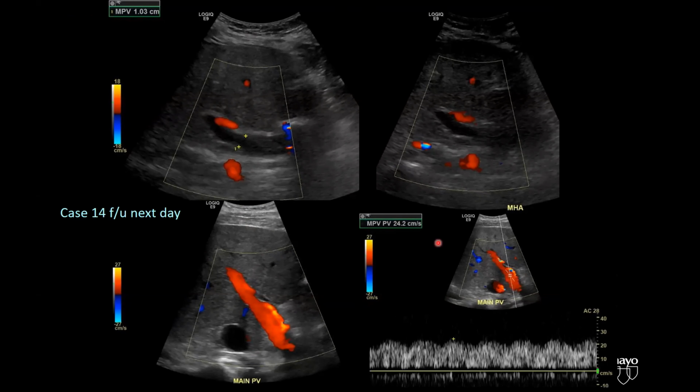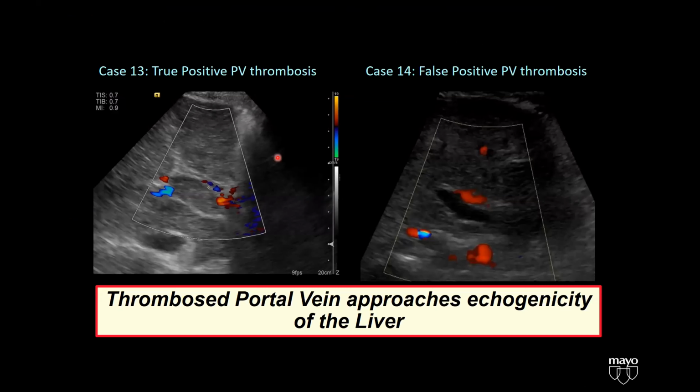So you want to be suspicious of calling portal vein thrombosis when the portal vein is really hypoechoic compared to the liver. The portal vein, when it's thrombosed, tends to be as echogenic as the liver.